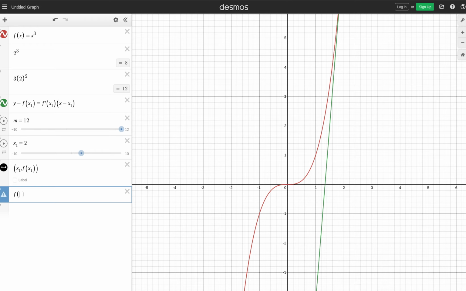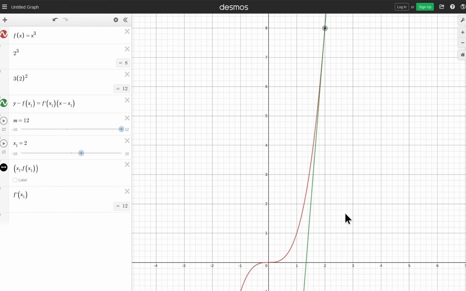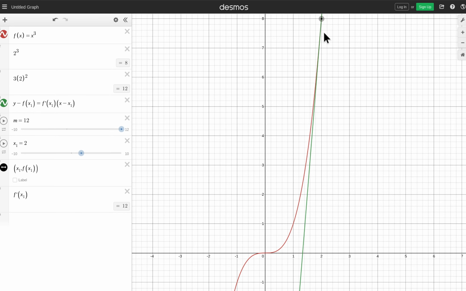If you want to know the slope at that point, we just do f of x1. Now we just need to make this the derivative, and now we will always know what the slope is at that point. See, as we continue going, we can try again. Let's try at 1.